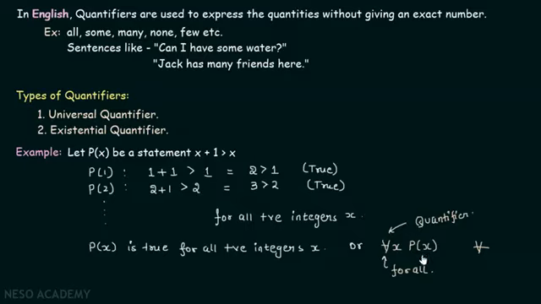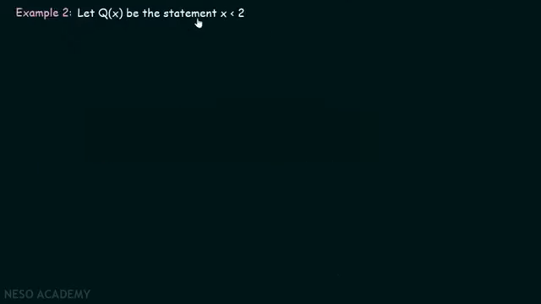Now let's consider one more example. Let Q(x) be the statement x < 2. Let's do the same procedure once again. What is the truth value for Q(1)? 1 is less than 2, so definitely this is true. But if I ask what is the truth value for Q(2), then you will say this is false, because 2 is not less than 2. And if you take Q(3), Q(4), Q(5) and so on, all of them will be false. This will only be true for Q(1), and for the rest of the positive integers this will be false.